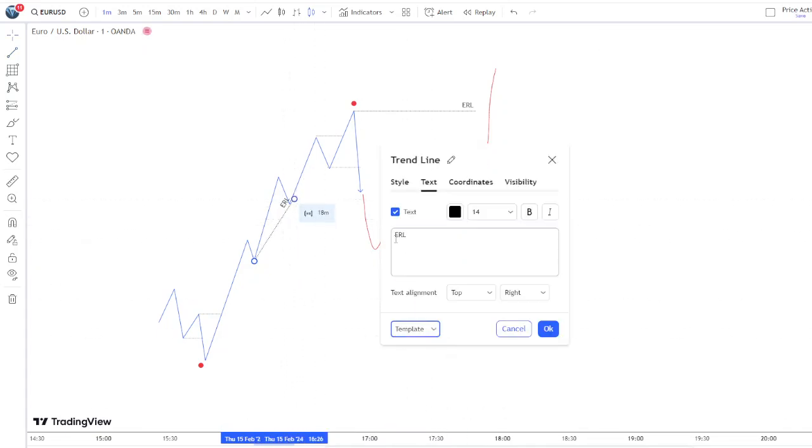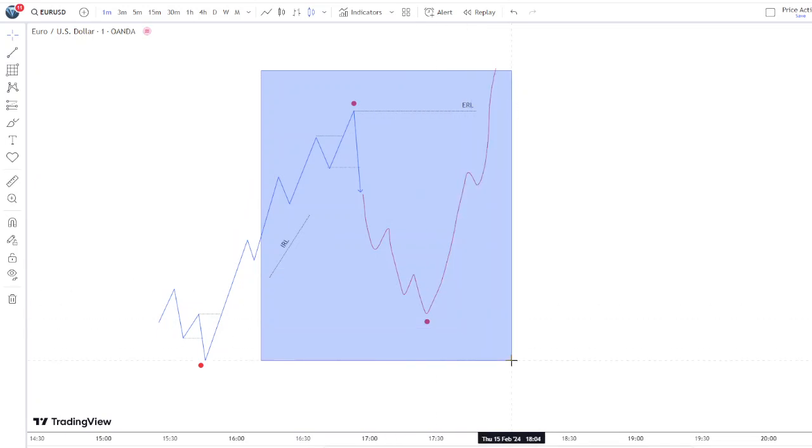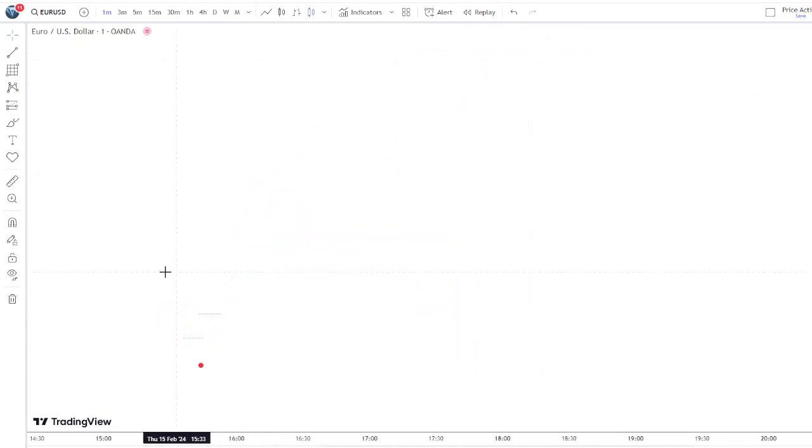Internal range liquidity needs to be taken before price takes out external range liquidity. Okay, like that. So price will take internal range liquidity to external range liquidity. This is what we call a range cycle. When price finishes taking all the internal range liquidity, it will go for external range liquidity. So basically, this is how market structure is viewed with this strategy.